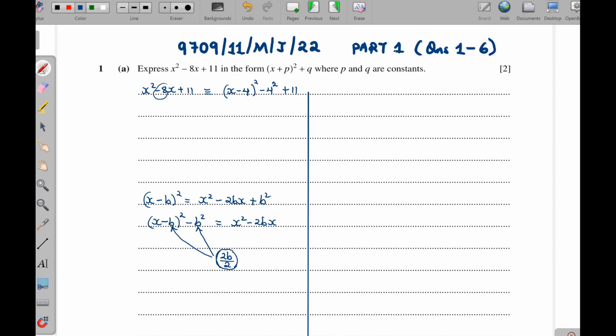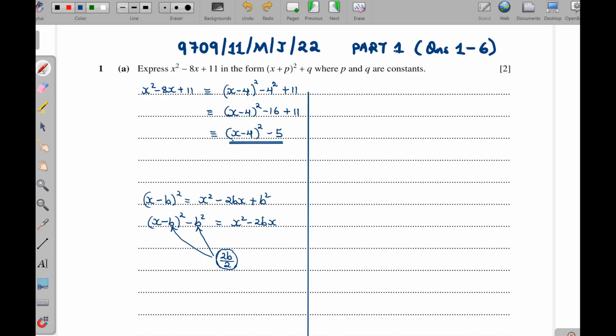So I just get this one divided by 2. I put it together with the x here in the brackets, and then I pop it out as a square. You see? The rest is to simplify. So (x minus 4) squared, this will be minus 16, then plus what? 11. So meaning we shall have (x minus 4) squared minus 16 plus 11, that will be a minus 5. So this means that p is negative 4 and then q is negative 5.